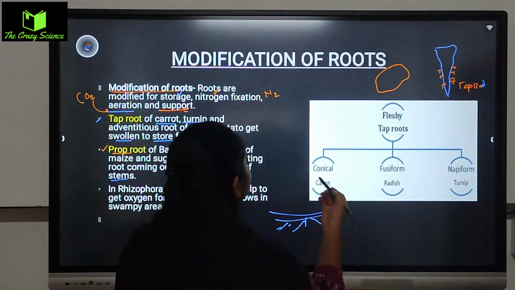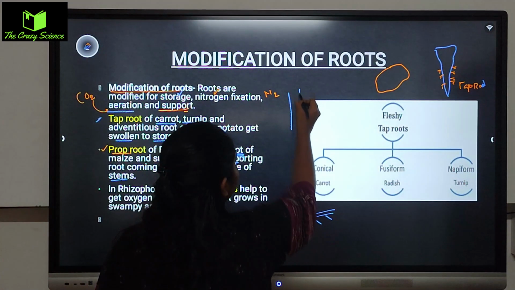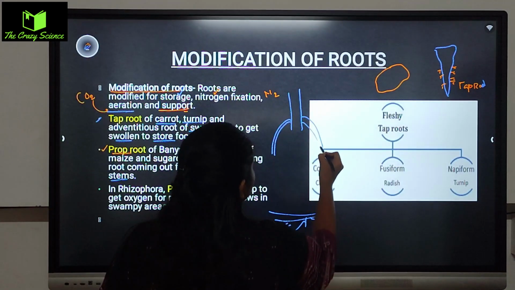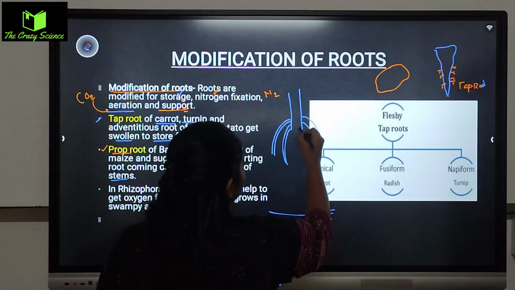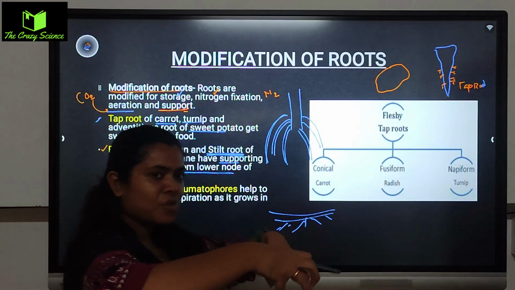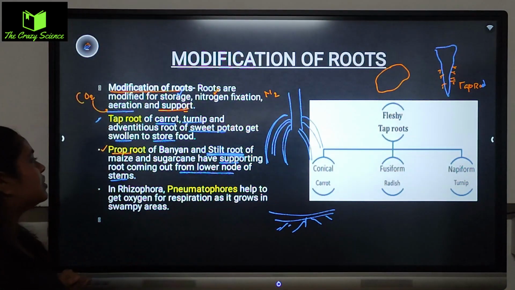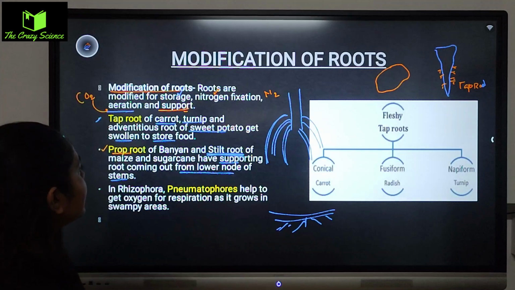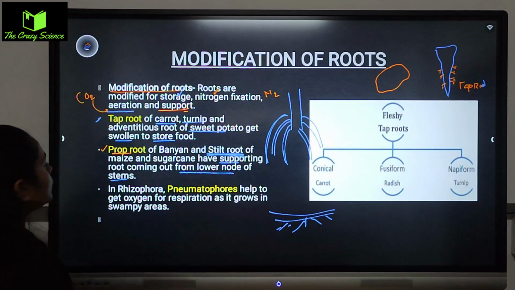তো স্টিল্ট রুট ইজ কাইন্ড অফ, যেটা আমি দেখাতে পারি একটু ড্রয়িং করে, সাপোজ দিস ইজ এ মেইন স্টেম। তো মেইন স্টেম থেকে এরকম লম্বা লম্বা বড় বড় রুটস গুলা থাকবে, দে উইল বি অ্যাঙ্কর্ড উইথ দ্য সয়েল, সয়েলের সাথে এভাবে আটকে থাকবে। দিস আর কল্ড দ্য স্টিল্ট রুট। And stilt root of the maize and sugarcane have the supporting root coming from the lower node of the stem.